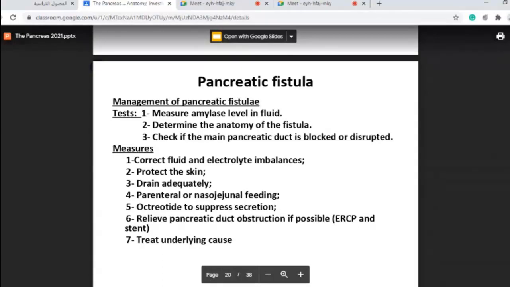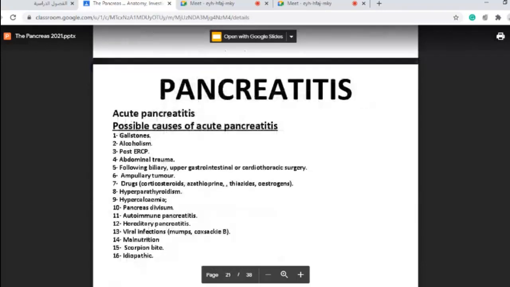As I told you, ERCP, endoscopic retrograde cholangiopancreatography, is used as both diagnostic and therapeutic. So in these cases, we can use it as therapeutic. We put a stent, a catheter, and also we must treat the underlying cause. What are the underlying causes?